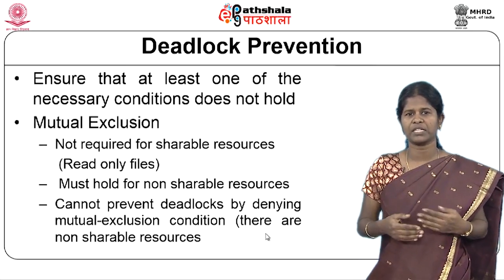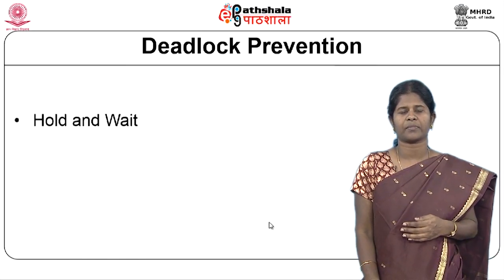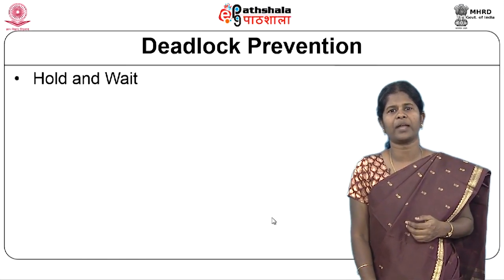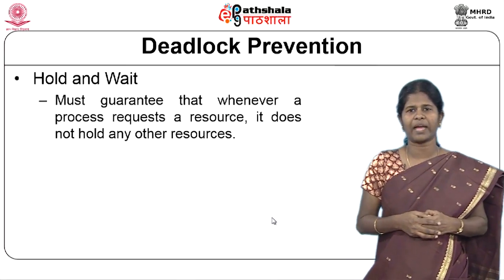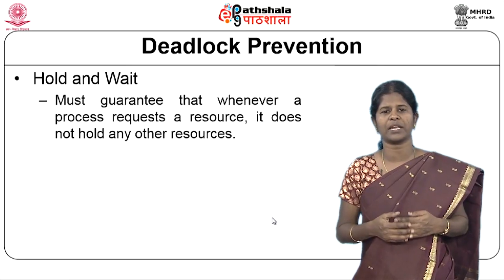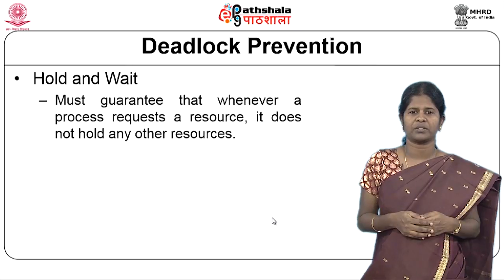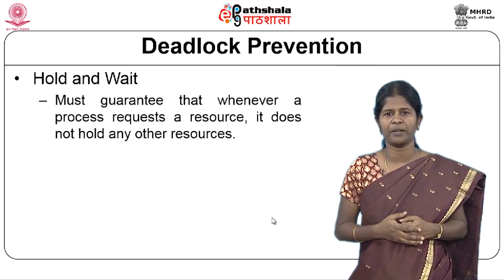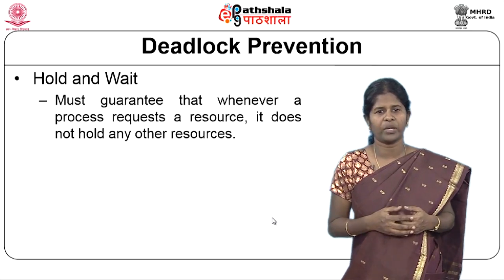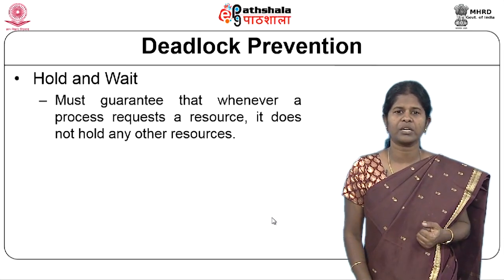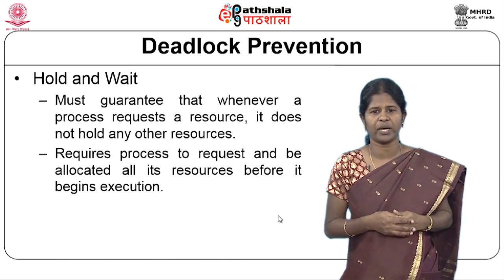So, we will look at the next condition, that is hold and wait, and we will see how we can prevent this from happening. We must guarantee that whenever a process requires a resource, it does not hold any other resources. If that is possible, then the hold and wait condition will not occur. So, when a process wants a resource, it should not be holding any resource. So, how do we ensure this?